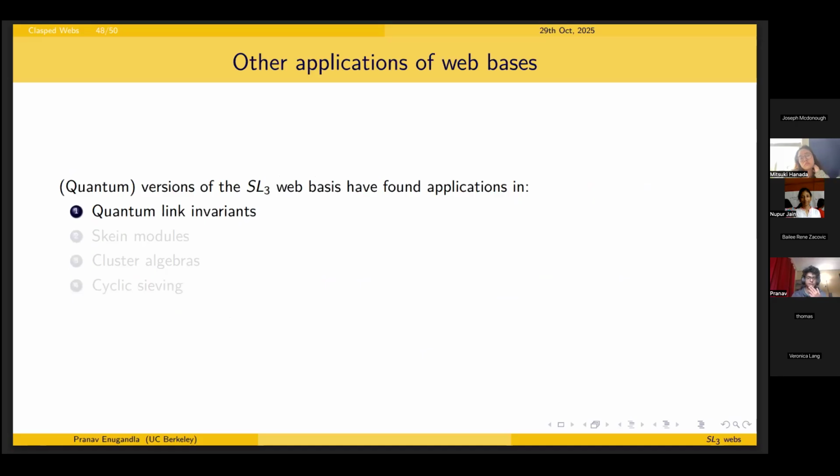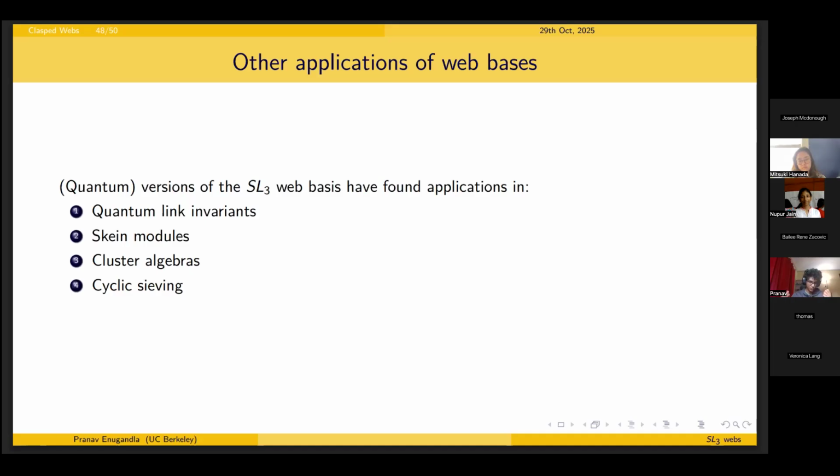A few applications of what you can do with web bases. Web bases are great for computing link invariants, so things like the Jones polynomial, Reshetikhin–Turaev invariants, the Alexander polynomial; all of these come from web bases. You can do skein algebra stuff with them. There are applications to cluster algebras: the coordinate ring of the Grassmannian has a cluster structure, and there are conjectural relations between the web bases and cluster variables for this cluster structure.